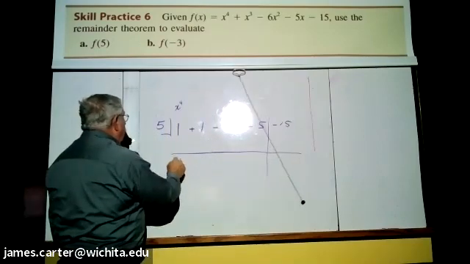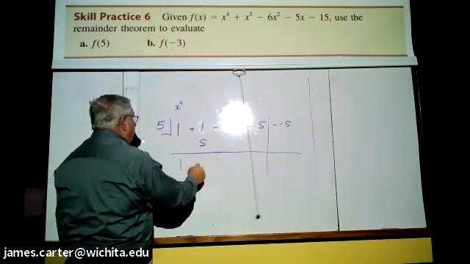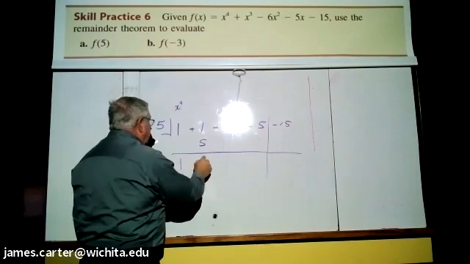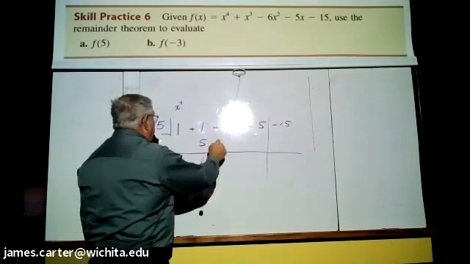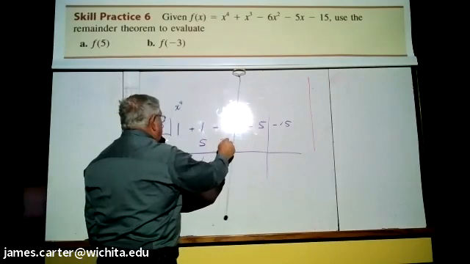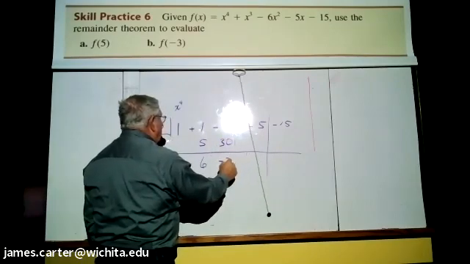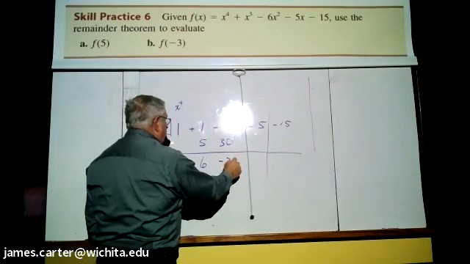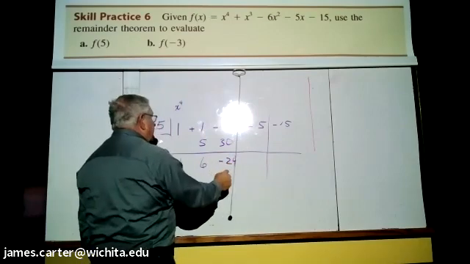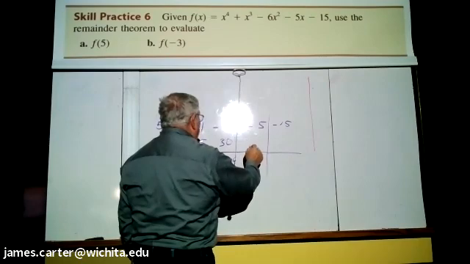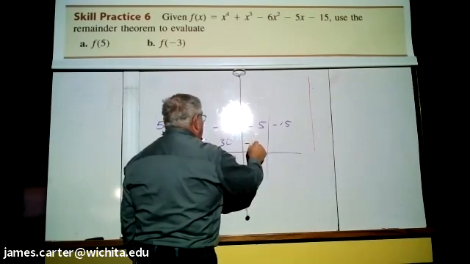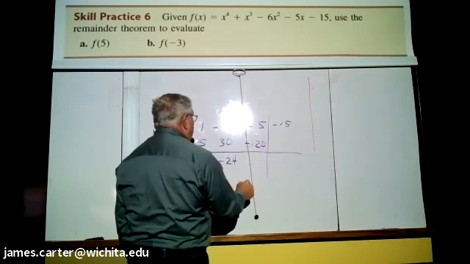So we bring down the 1, we get a 5. We add them and get a 6. 5 times 6 is 30. We get a negative 24. 5 times negative 24 is negative 120.